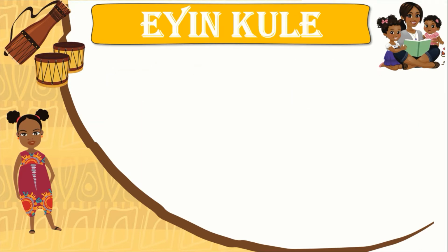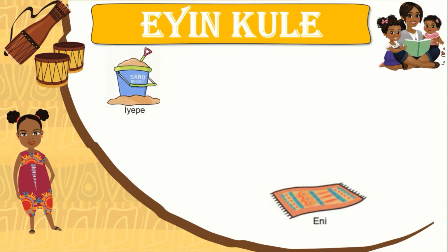In your garden, Geyi is going to show you what is in her garden. Can you spot it? Any, that's a picnic mat. Iyepe, sand to build sand castles.